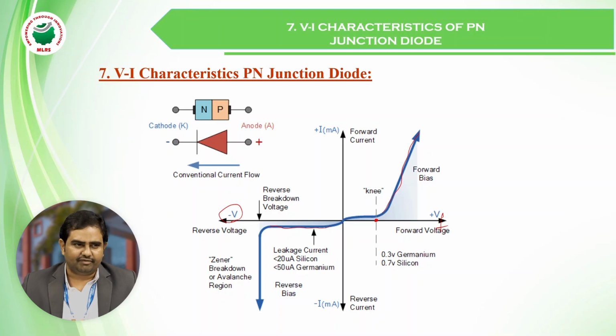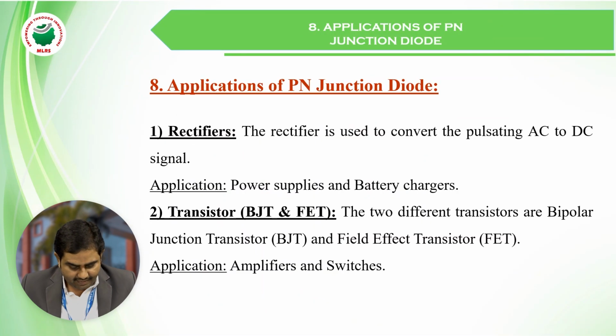For example, if the temperature changes, the reverse current will automatically change. Remember this point. And if we keep on increasing the reverse voltage, at a particular voltage called the breakdown voltage, the PN diode will get damaged and the current will flow abruptly, as shown in the VI characteristics. Coming to the application part of the PN junction diode, that means where we are going to use this PN junction diode in a practical scenario.